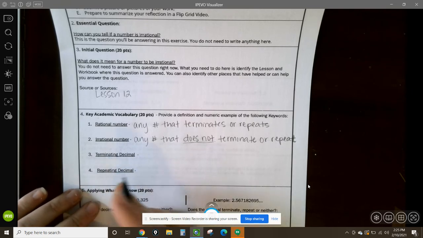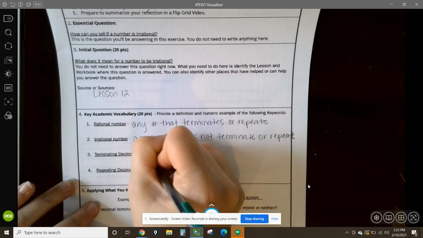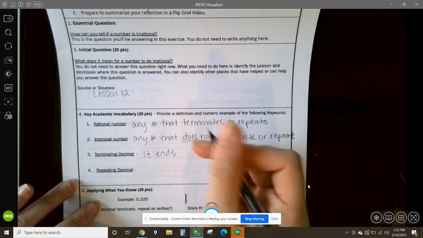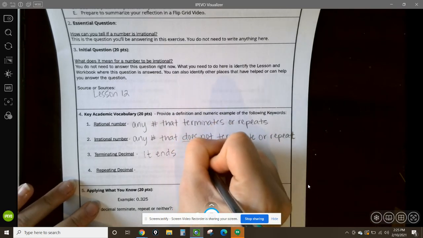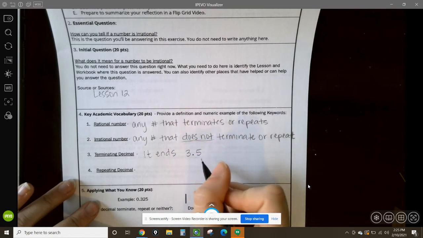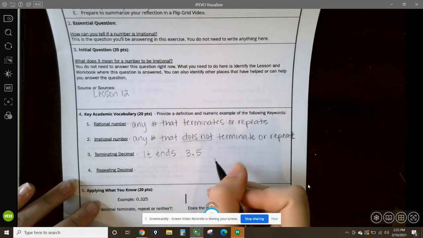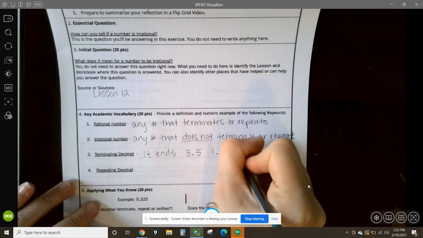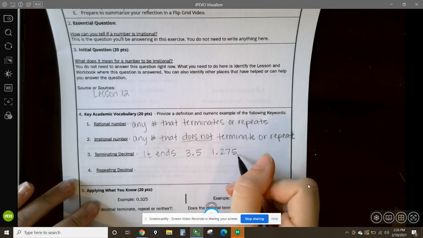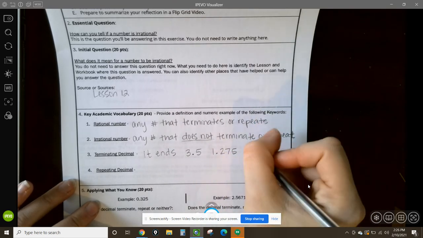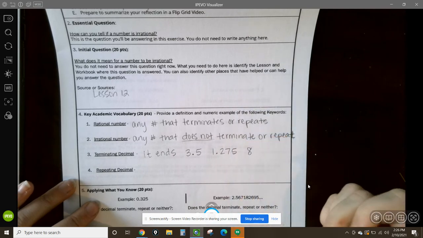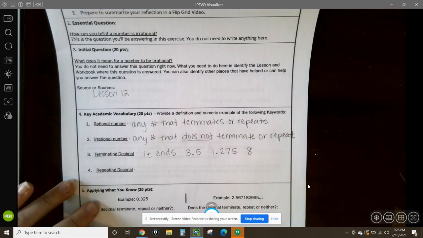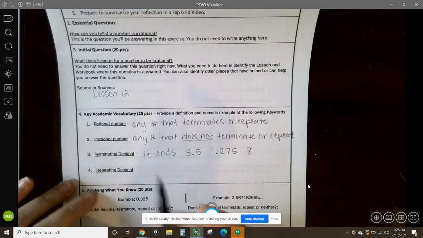So a terminating decimal, for our definition, we're going to write it ends. Like there is an end to it. So for example, 3.5. This decimal, it ends. It's just 3.5. There's nothing else after that. Or 1.275. It ends. There's the end right there after the 5. Another terminating decimal is something like 8. That one terminates also. It means it ends. So terminating means like there is a definite end to it.